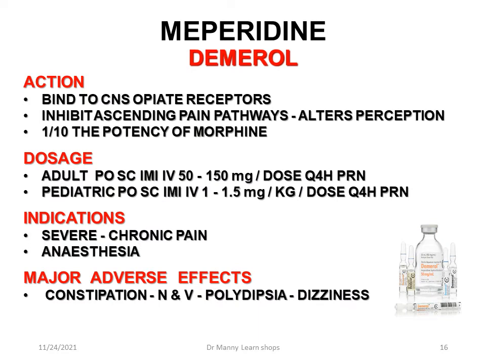When we look at meperidine, Demerol, sometimes referred to as pethidine hydrochloride, it inhibits the ascending pain pathways, but it has 1/10 the potency of morphine, therefore a lot less potent than fentanyl. This is for severe chronic pain and anesthesia. Adverse effects include constipation, nausea and vomiting, polydipsia, and dizziness.